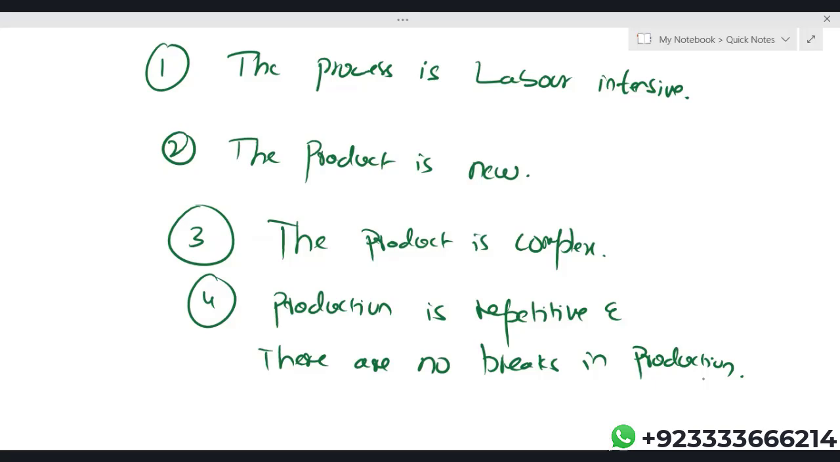Obviously, if there are major breaks in the production, you will lose the benefit of the learning curve. Just as an example, okay? Let's say you are learning a new skill. You took a class today and then you're taking a second class after 2 months. So you will never have a learning curve effect at all because there are too many breaks. So these are the limitations of the learning curve, which you need to know.